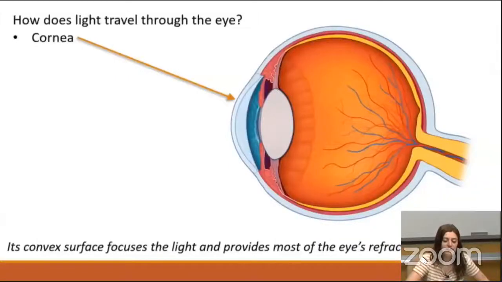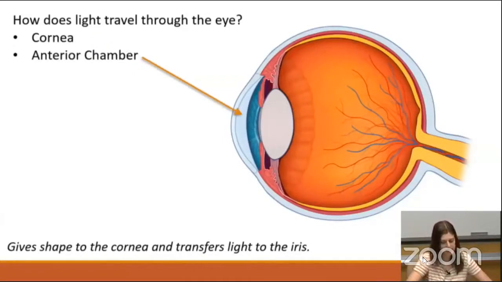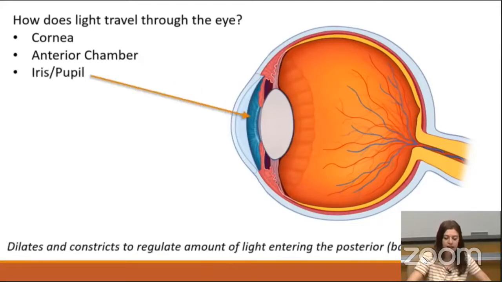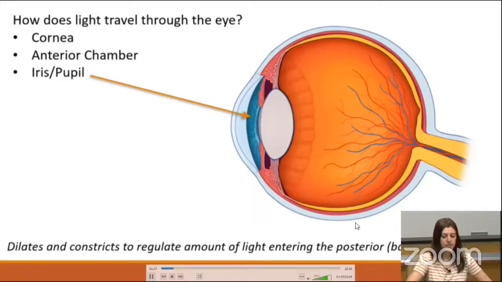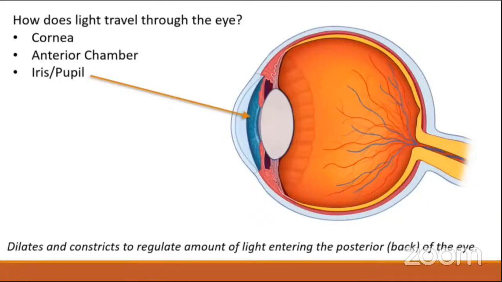So next, I want to talk a little bit about how light gets from the front of your eye to the back. So first, the light hits the cornea, which is the outer surface of the eye, and it bends the light through the anterior chamber, which is full of a fluid that's kind of like water. And then it goes through the iris and the pupil. So the iris is the colored part of your eye, and the pupil is the hole in the middle of it. And the pupil allows the light to pass through to the back of the eye.